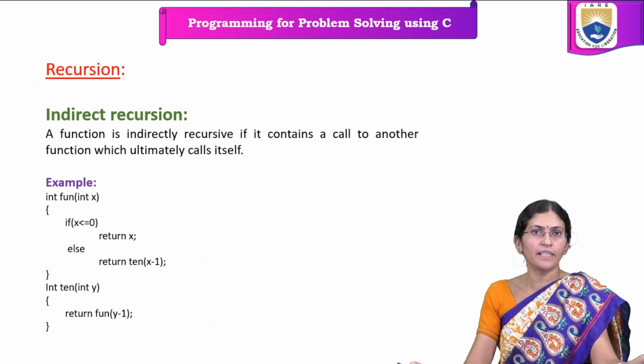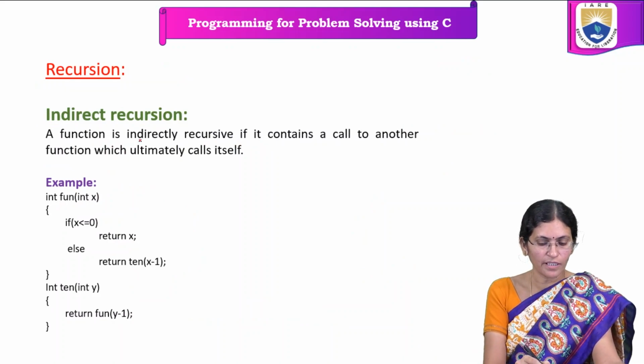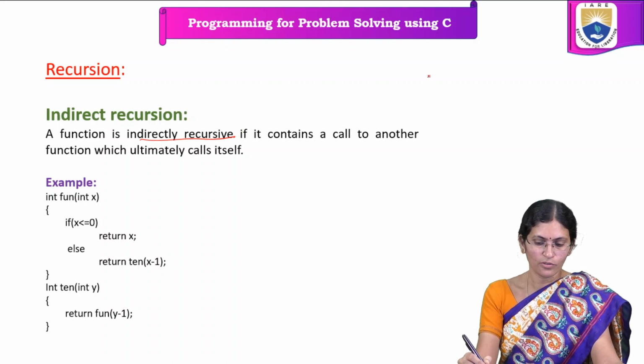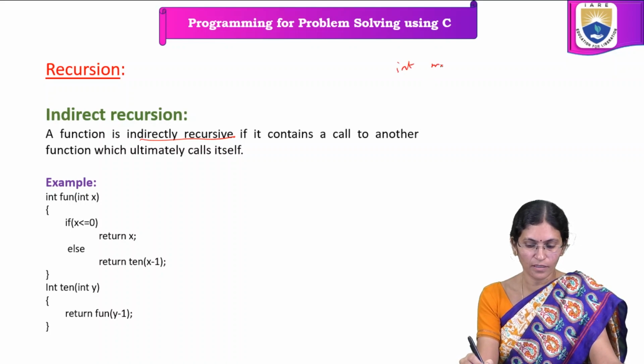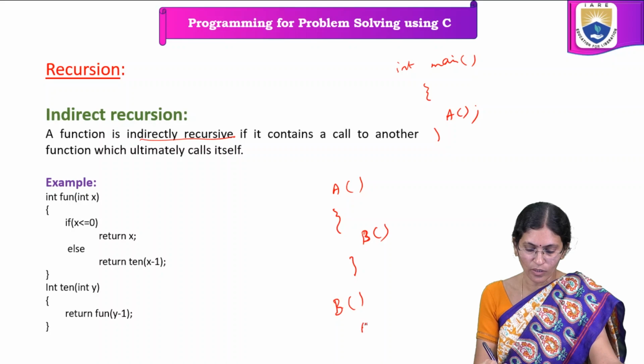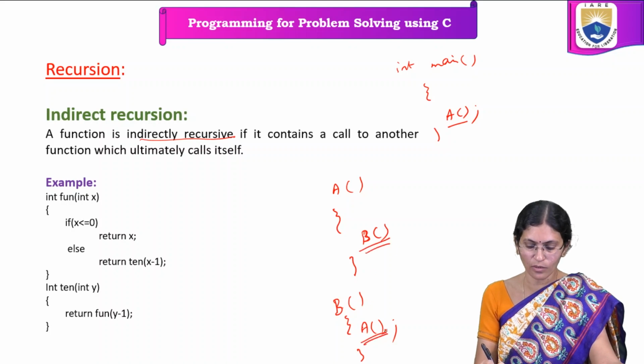Now next one is indirect recursion. A function is indirectly recursive if it contains a call to another function which ultimately calls itself. So for example, we'll consider the same. In the main function, suppose we are calling the function A. We have written a definition, and in this we are calling the function B. Again in the function B we are calling the function A. So you can see here A is calling B and B is again calling A.